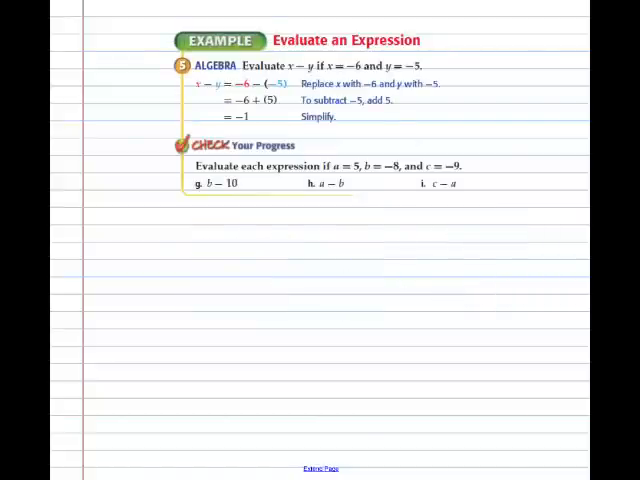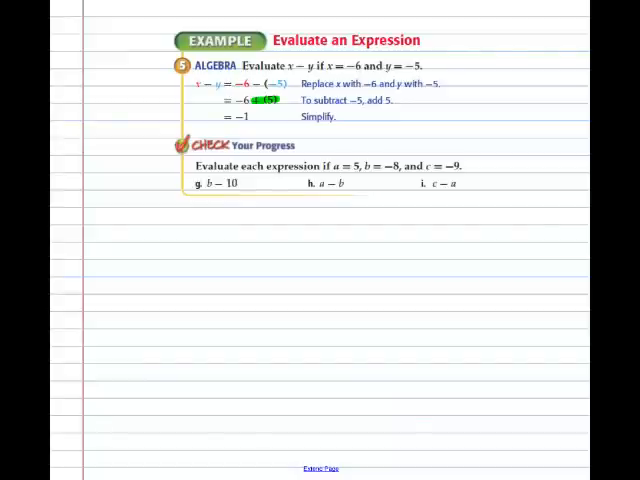Evaluating algebraic expressions when they give us the value for the variable. In our first example, x minus y becomes negative 6 minus a negative 5 using the values supplied to us. Negative 6 minus a negative 5, we change to addition of the opposite. The absolute value of 6 minus the absolute value of 5 is 1. The negative 6 has a greater absolute value than 5, so our answer is negative.